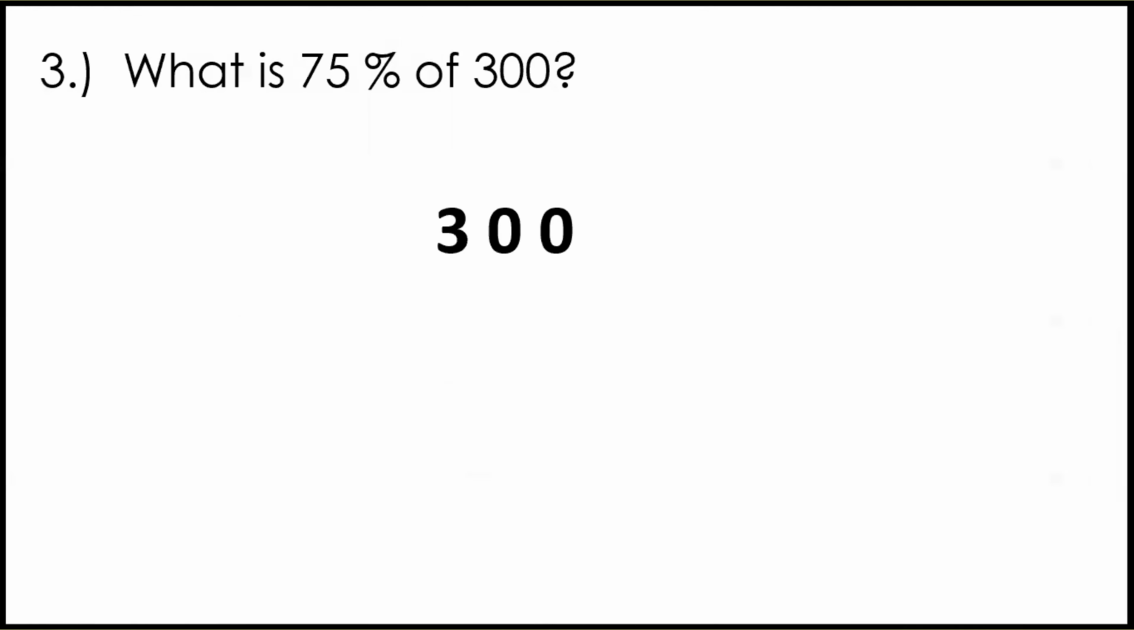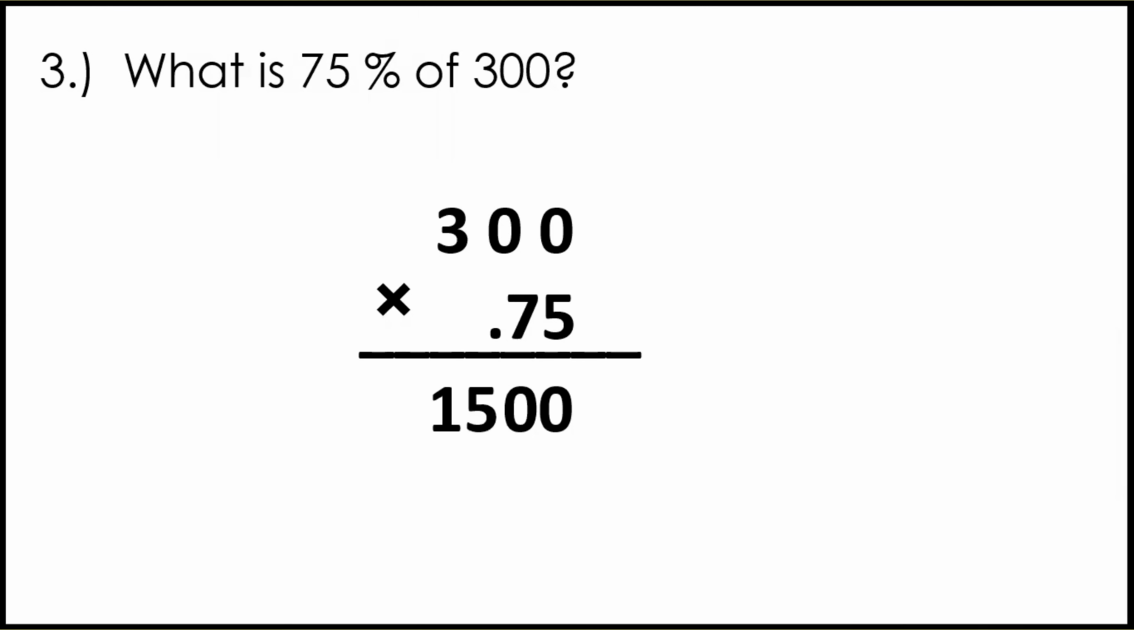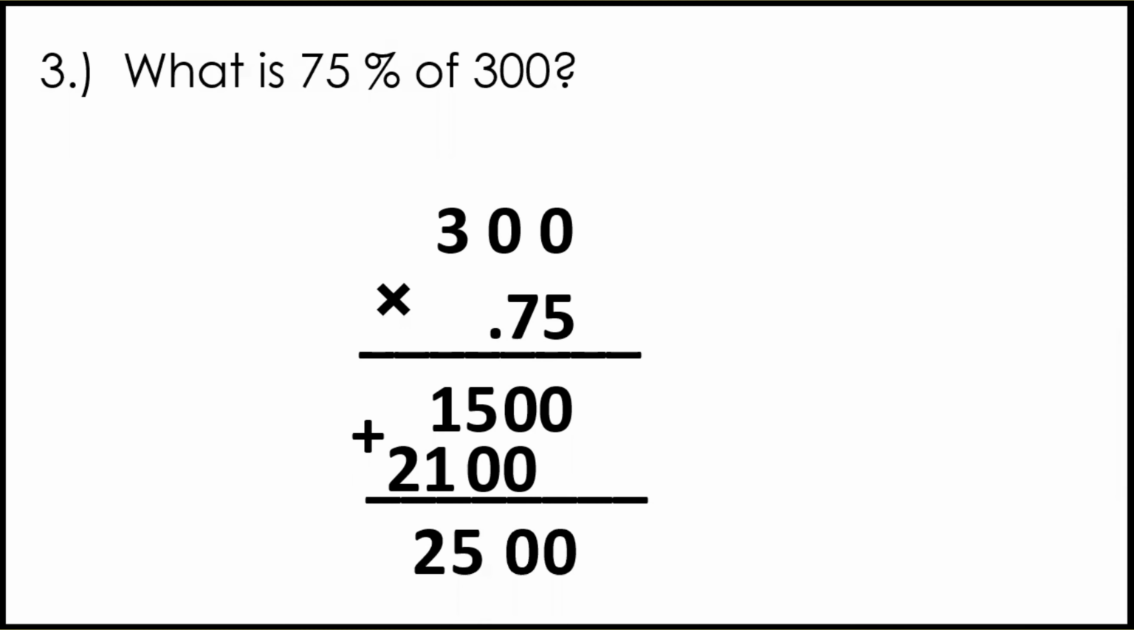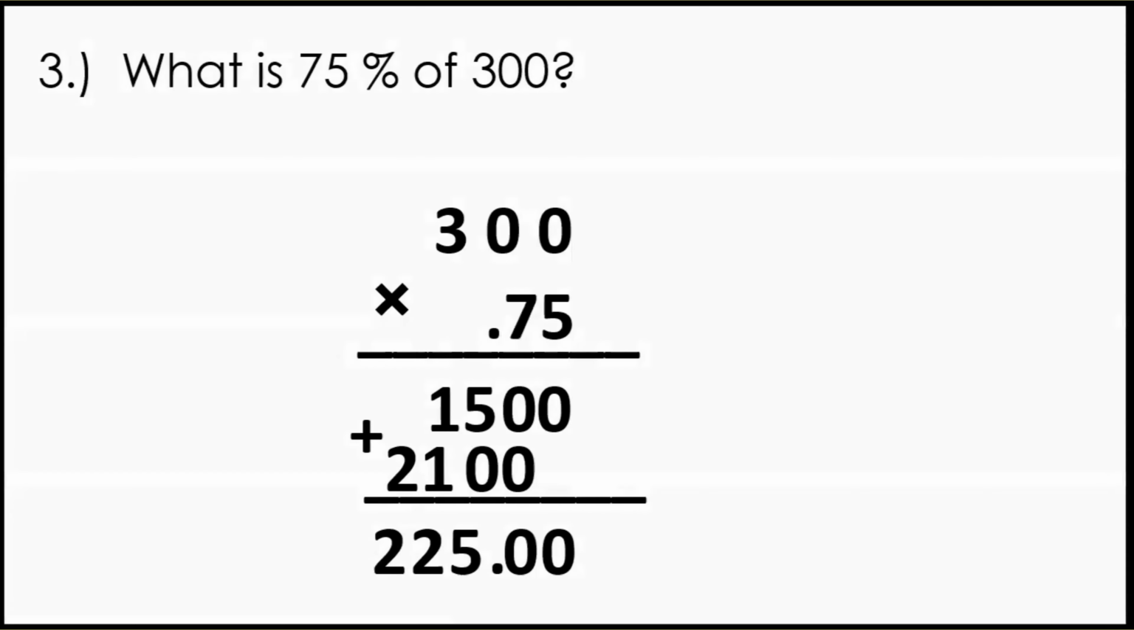Tingnan natin. 300 times 0.75. We have here 7 times 0 is 0. 7 times 0 is also 0. 7 times 3 is 21. So, add 0, 0, 5, 2, 1. Count the decimal point. 1, 2, 1, 2. So, what is 75% of 300? So, ang 75% of 300 is 225.